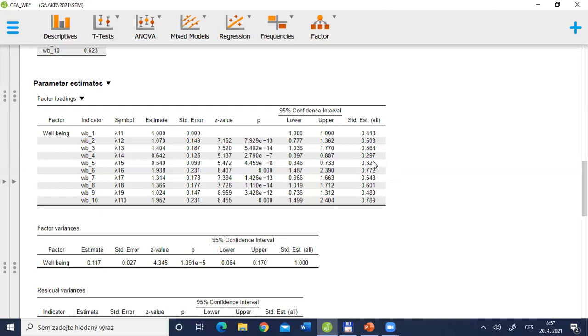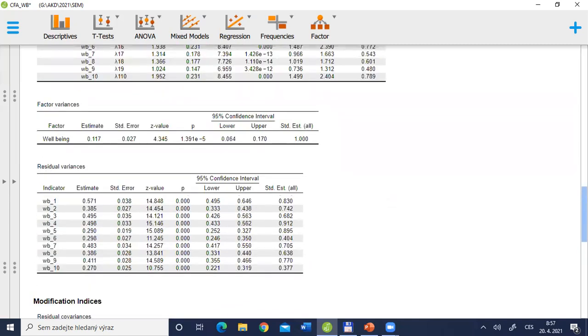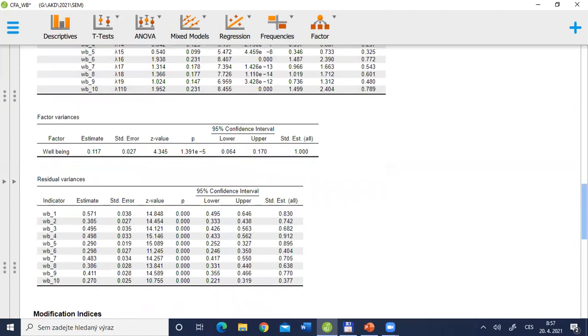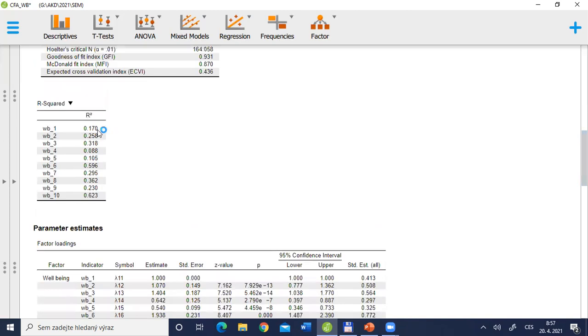If I would like to check these computations of R squares, I could go down, where is it? These are residual variances. So here it is, and here you can see WB4 0.088. So once again, this is the second power of 0.297. And here 0.105, it is the second power of 0.325. So here we have the second power of these standardized estimates, called R squares.